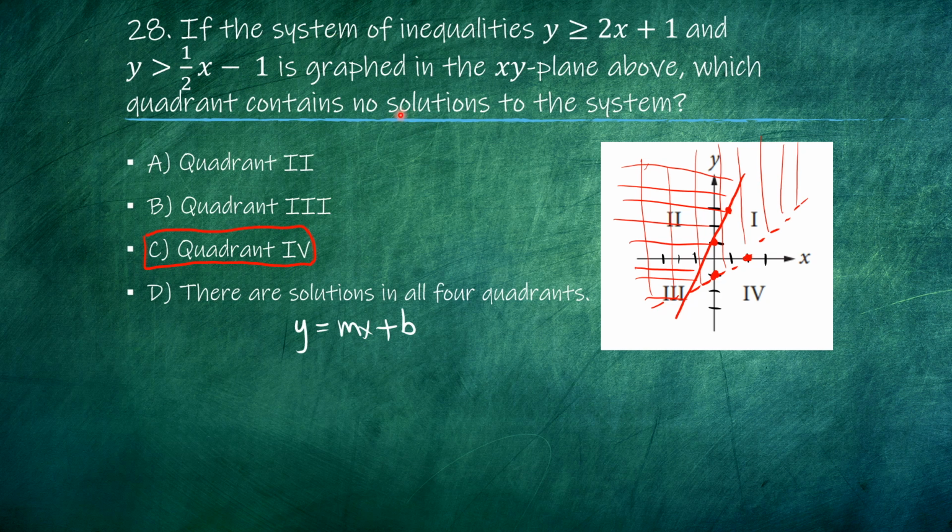Alright, and the solution to this system of inequality is the area where they overlap. So it will be this area here, drawn in yellow. And we can see the solution contains quadrant 1, quadrant 2, and quadrant 3, but not quadrant 4. So that's why the answer is C.